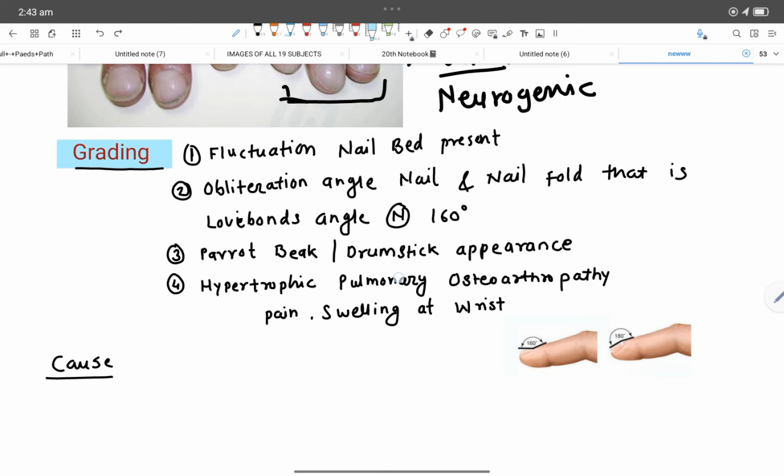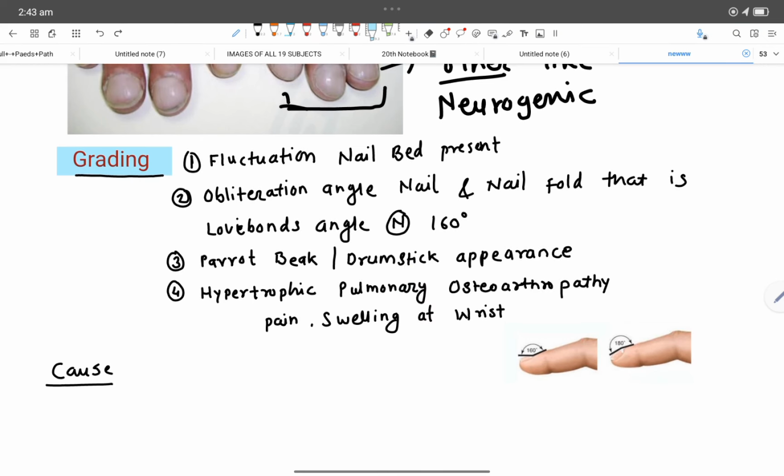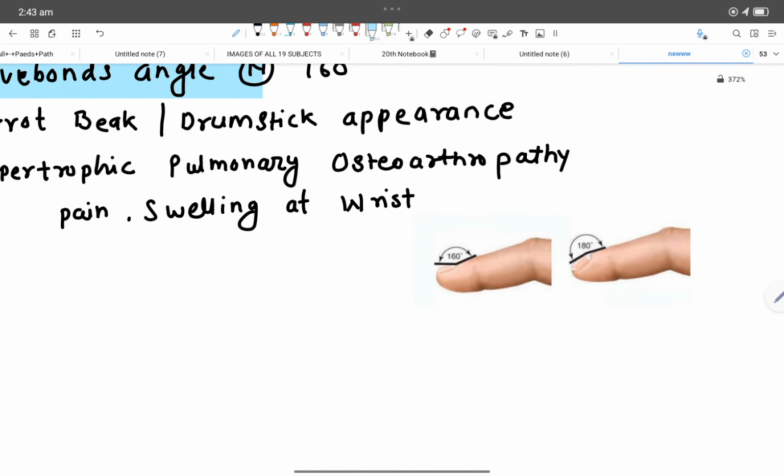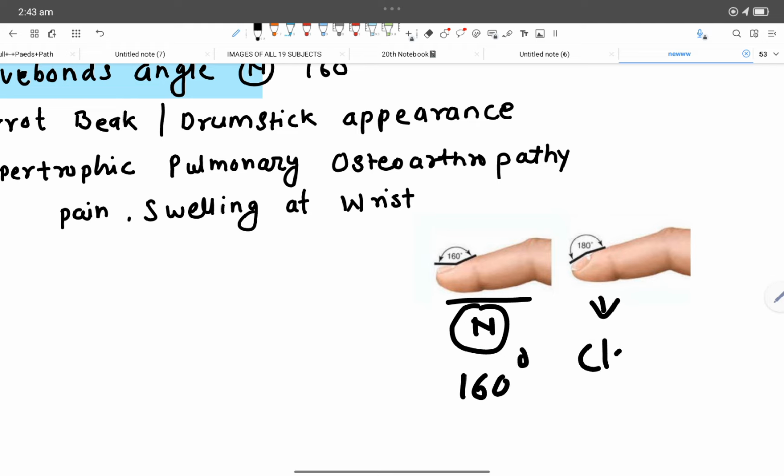Grading of clubbing. First grade is fluctuation of the nail bed. Second is obliteration of the angle, that is the Lovibond angle. This is the Lovibond angle. This is normal. Normal is 160 degrees and abnormal is more than 160 degrees. It is found in most clubbing.